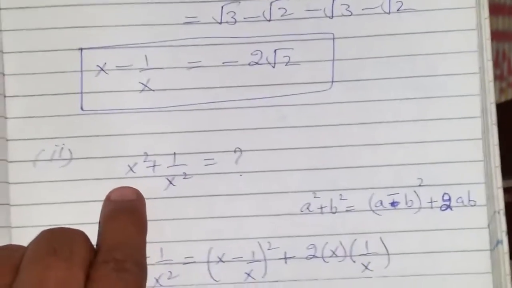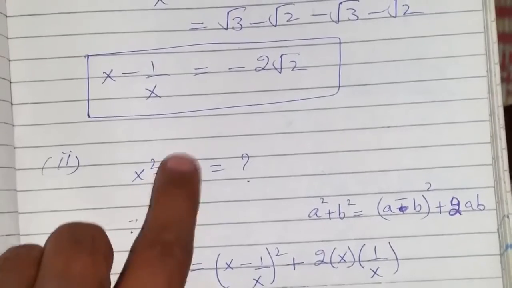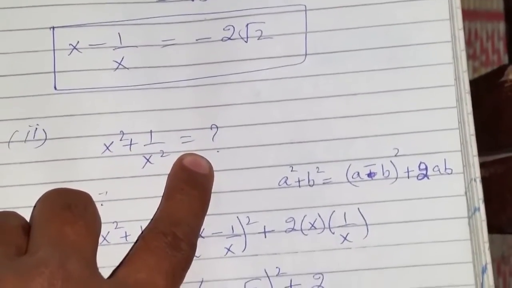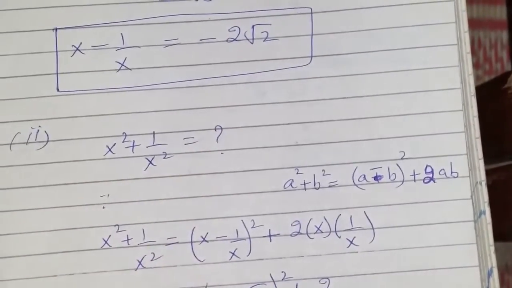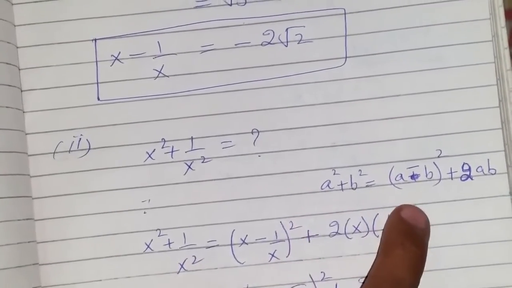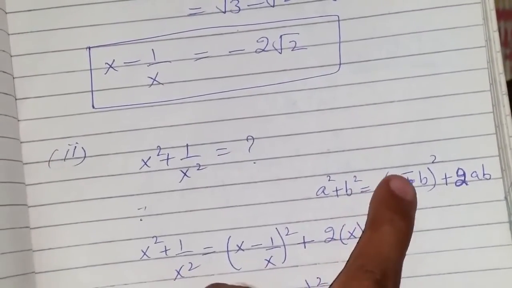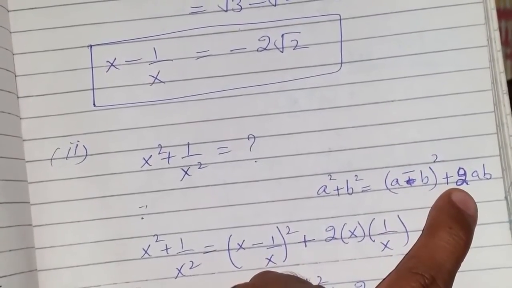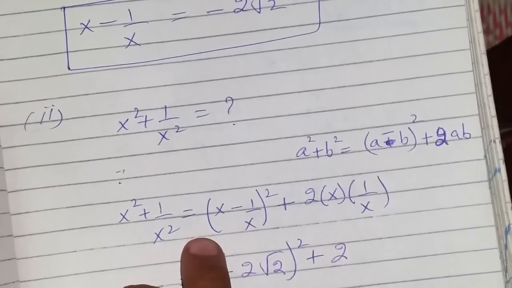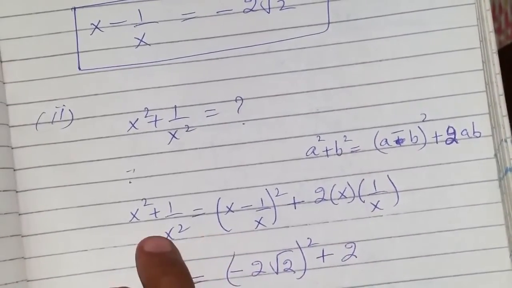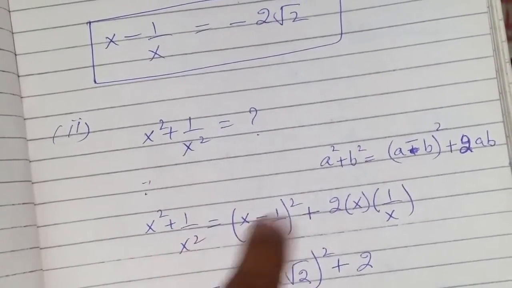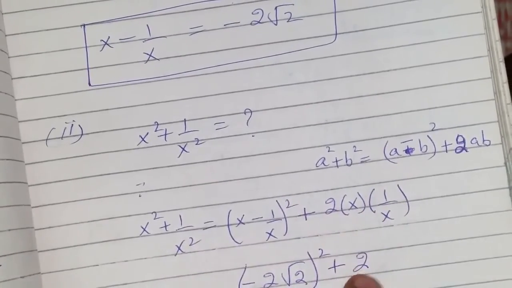Now we want to find x square plus 1 over x square, and here I have used another formula just for fun. That is, a square plus b square can be written as a minus b whole square plus 2 times ab. If I use this formula, then I can write x square plus 1 over x square as x minus 1 over x whole square plus 2 times x into 1 over x.